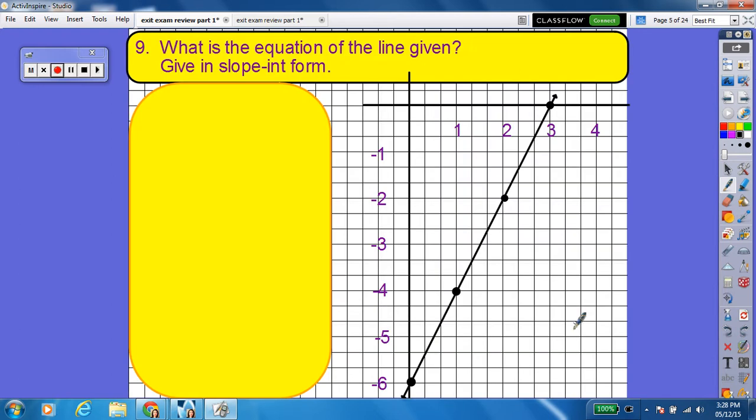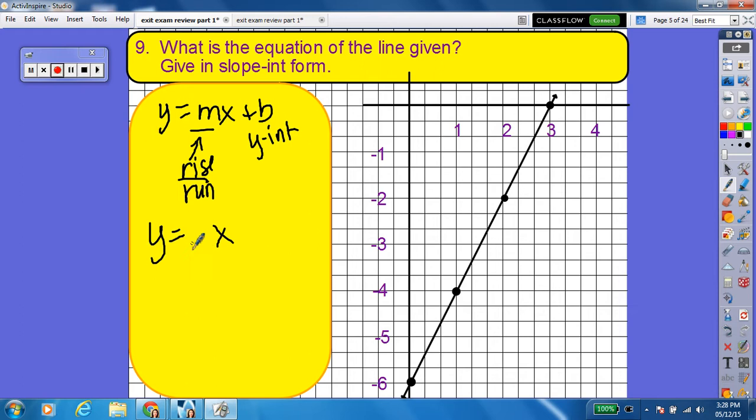Alright, here we have this problem here. You're asked to write the equation of this line in slope-intercept form. Well, remember what slope-intercept form is. Here it is. This right here is your slope, or your rise over your run, and this here is your y-intercept. So we write our y down and we write our x down and we fill in these two numbers. So first let's find our y-intercept. Here it is. It's -6.